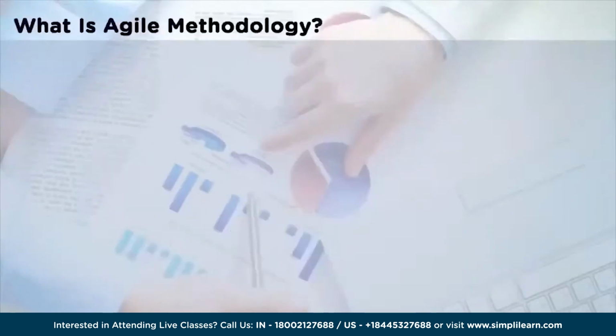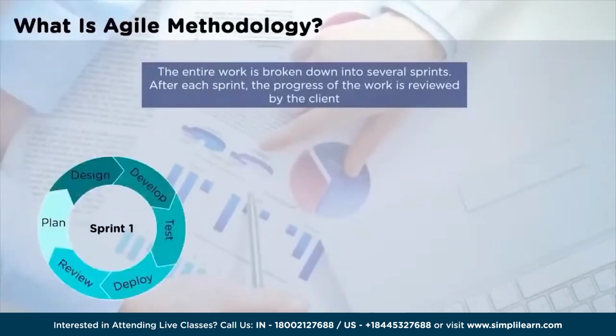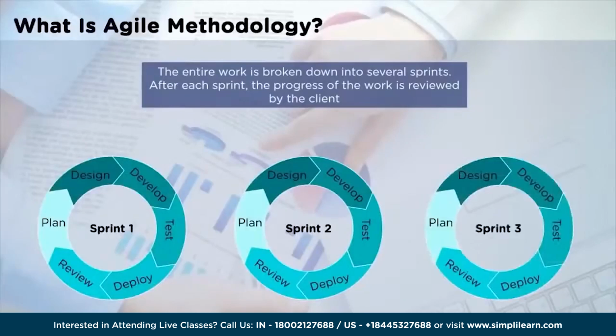Now in Agile methodology, the entire work is broken down into several sprints. After each sprint, we get a shippable product and that product is reviewed by the client or the stakeholder. The suggestions are incorporated in the next sprint. Here you can see we have sprint 1, sprint 2 and sprint 3, and all of them have the 6 steps that we discussed in the Agile methodology process.